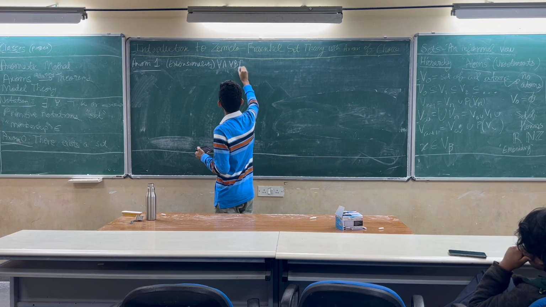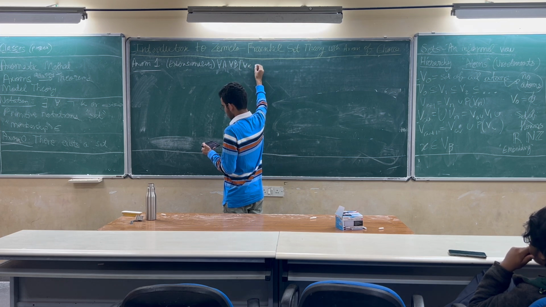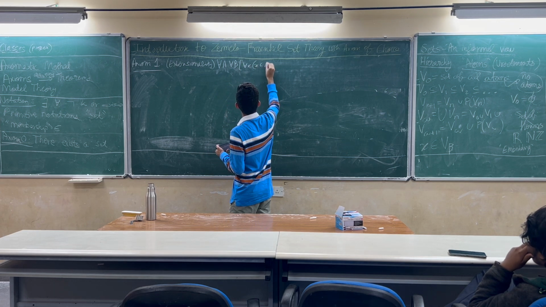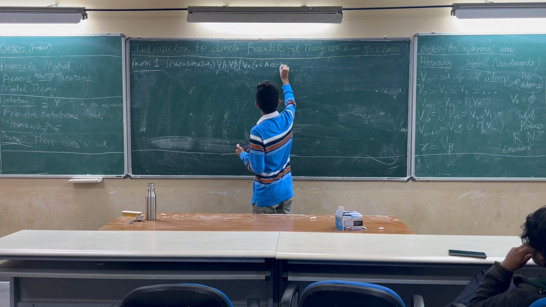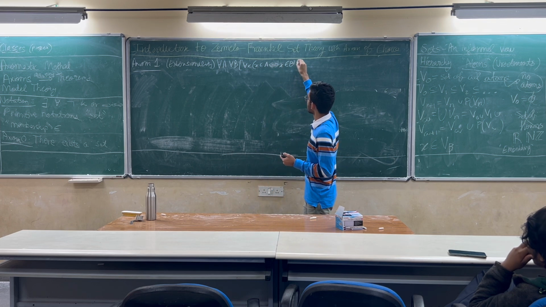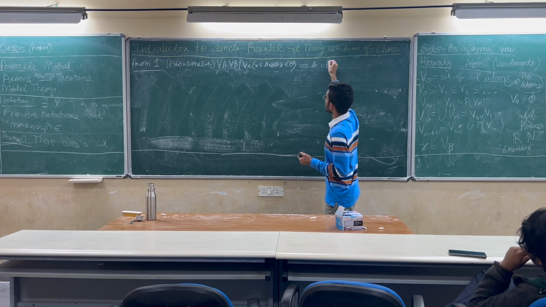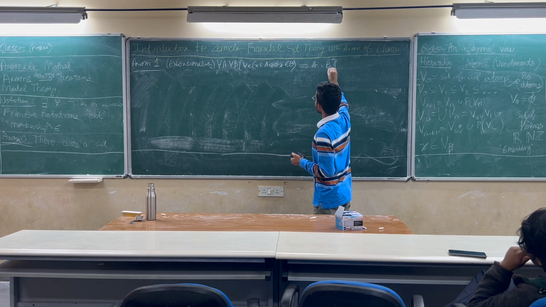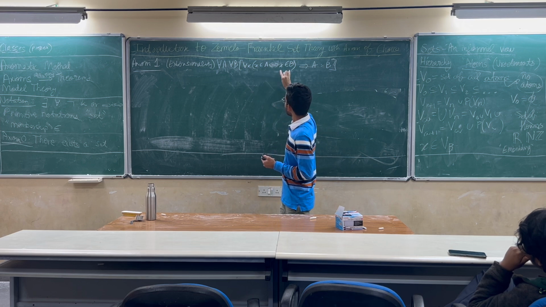So for every set A and for every set B, if this condition holds, for all x, x belongs to A if and only if x belongs to B. If this holds, that means A is equal to B. So this is just another way of saying that x belongs to A implies x belongs to B.